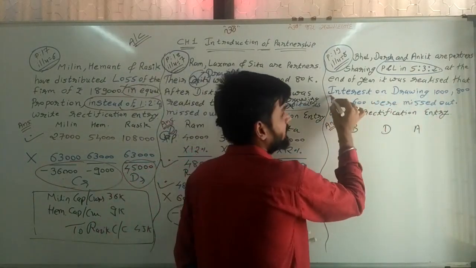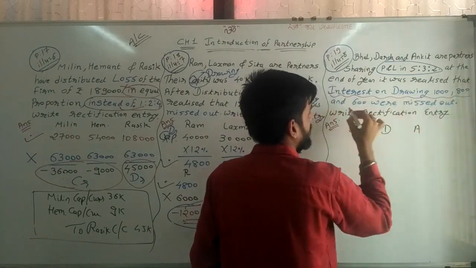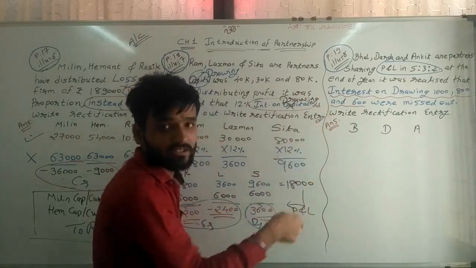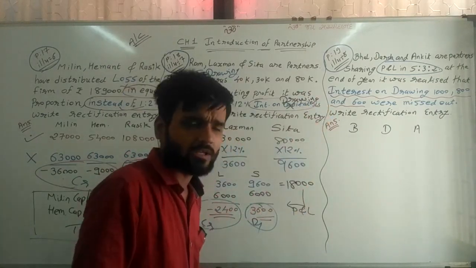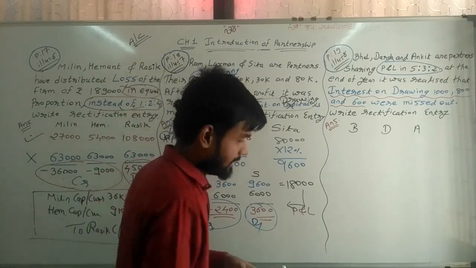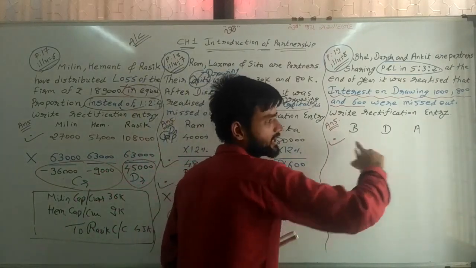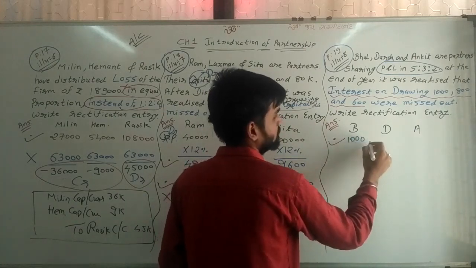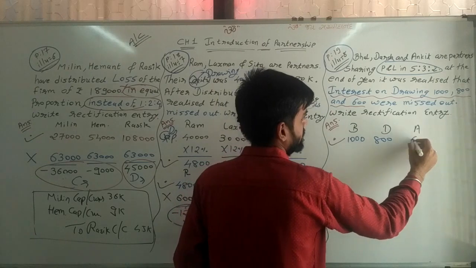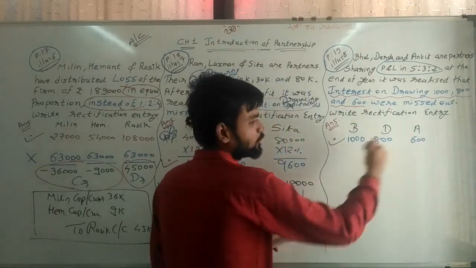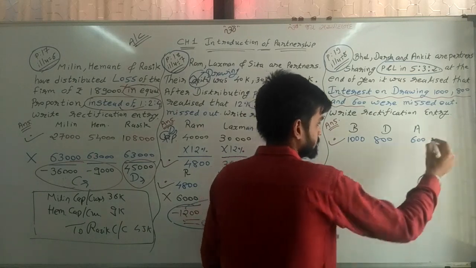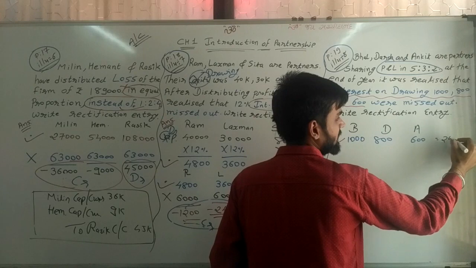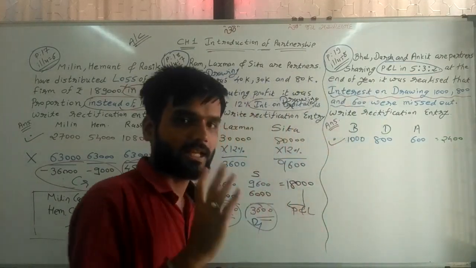Most important thing, sir, interest on drawing 1800 and 600 were missed out. It means this is the correct. Interest on drawing is directly given. We don't need to find interest on drawing. And that is the correct values. So write correct values first. 1000, 800, 600. Make total of these three. So if you are making total, 2400 is the answer. This is the correct.